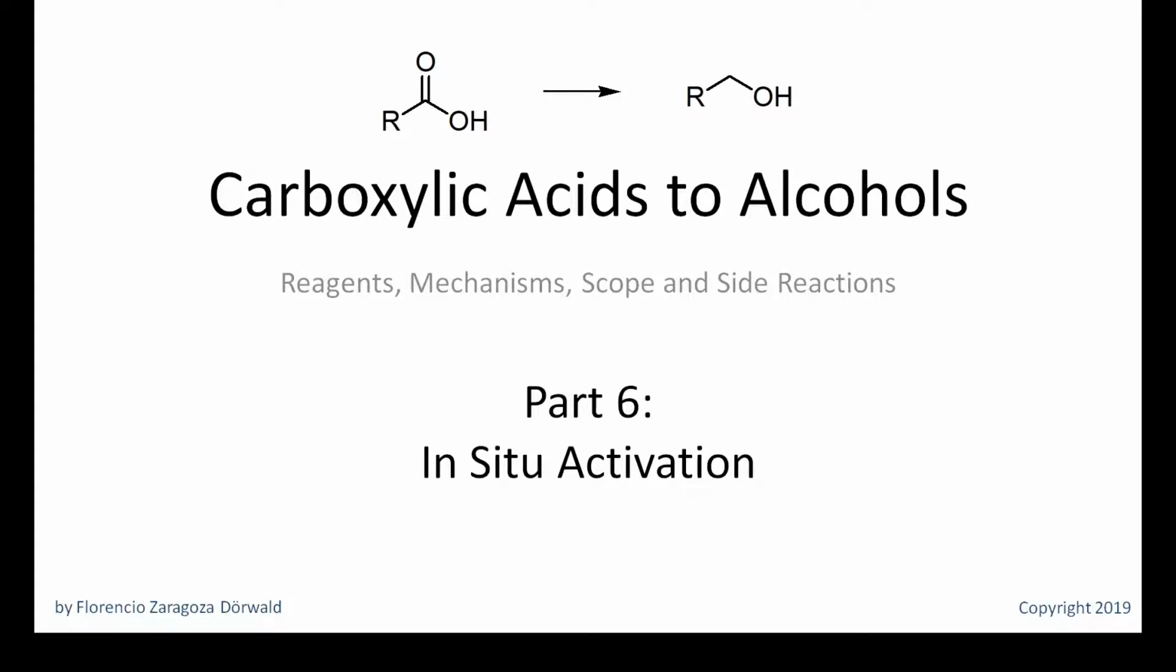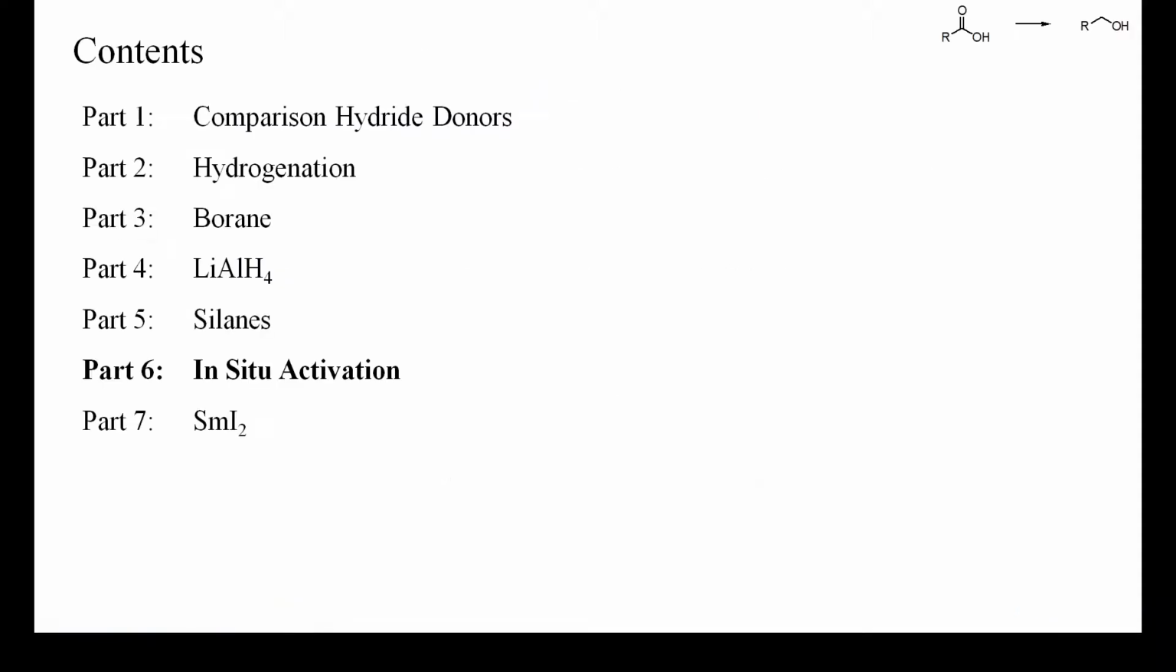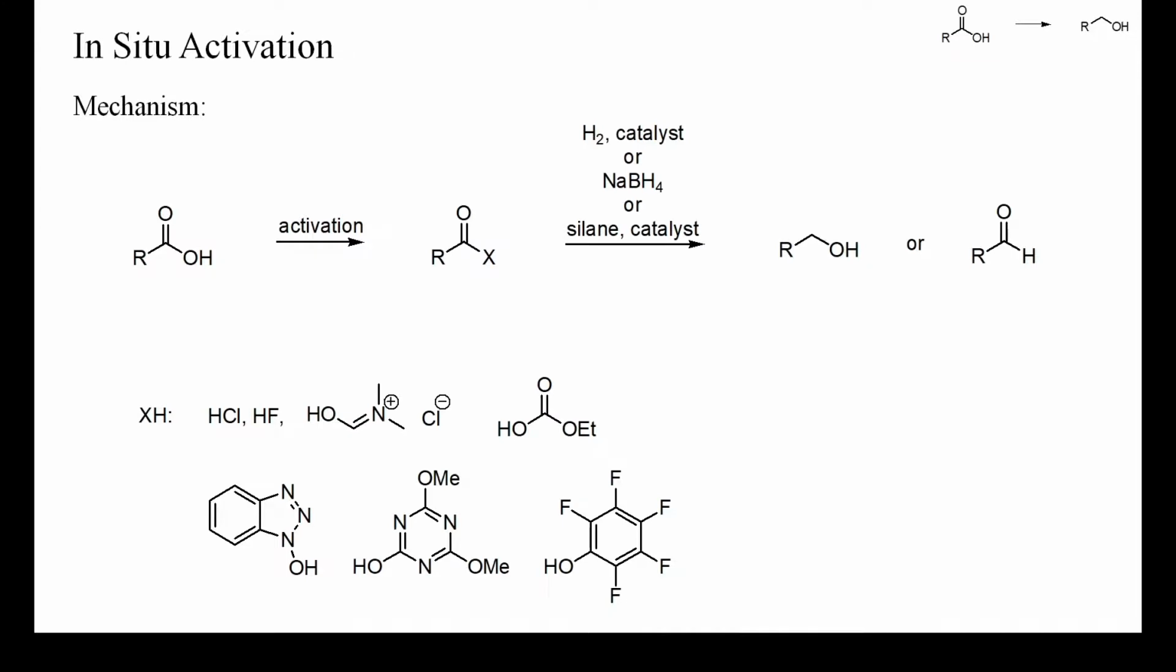In this video, I'll show you some strategies for the preparation of activated carboxylic acid derivatives, followed by their reduction to alcohols without isolation of the activated intermediate. The addition of hydride or hydrogen to the carbonyl group of carboxylic acids should proceed more readily if electron density is removed from this carbonyl group by some electron-deficient activating group.